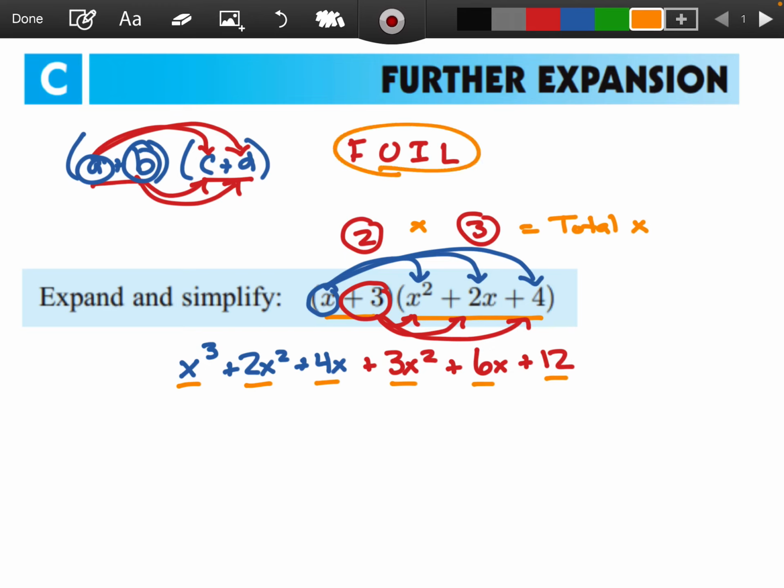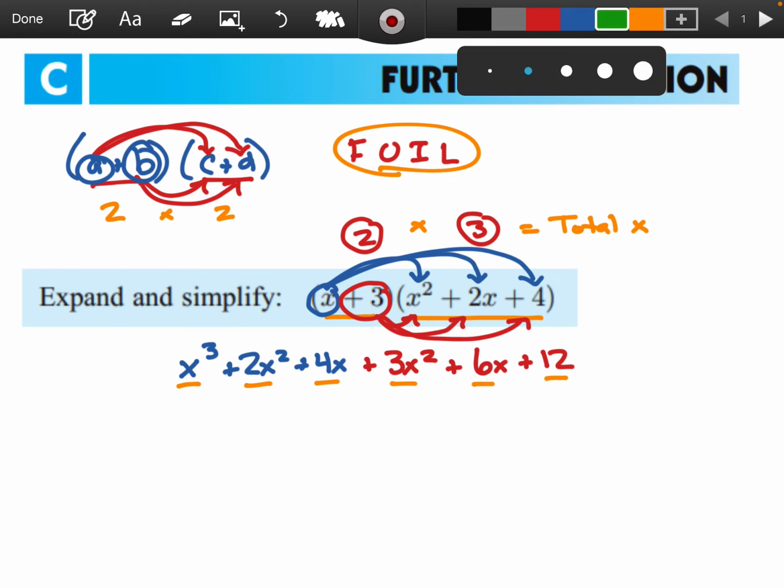And FOIL is the same way, right? In FOIL, you have 2 terms by 2 terms, so those are going to be 2 multiplications by 2 multiplications for 4 altogether. Then, of course, I need to simplify by collecting my like terms.